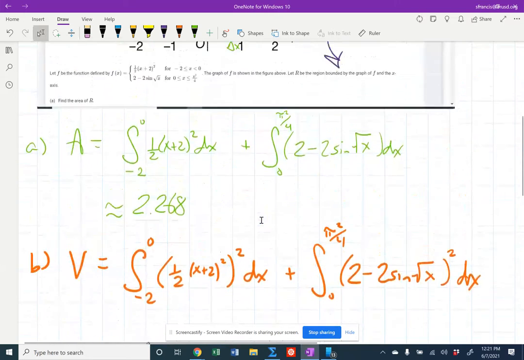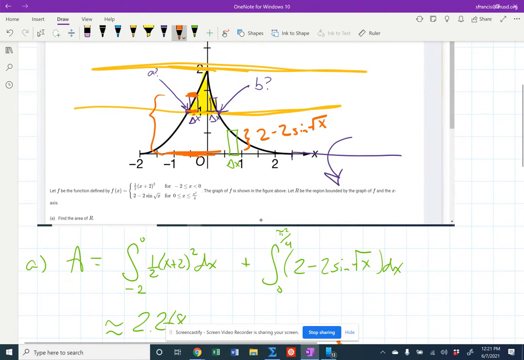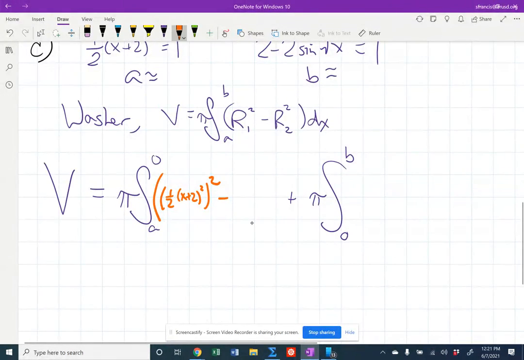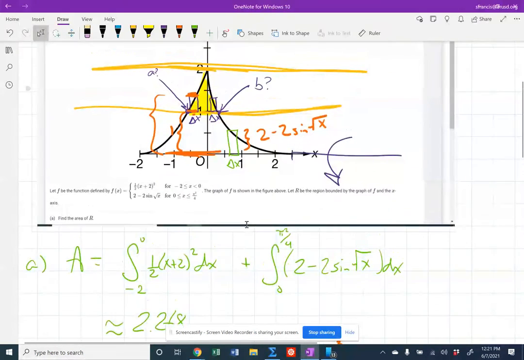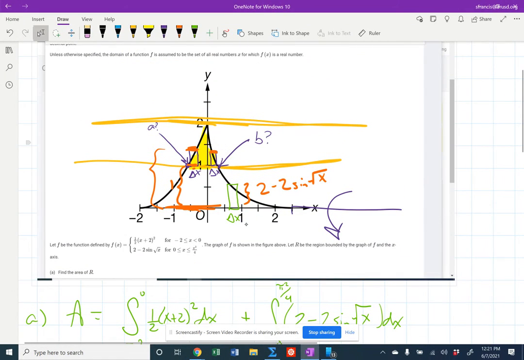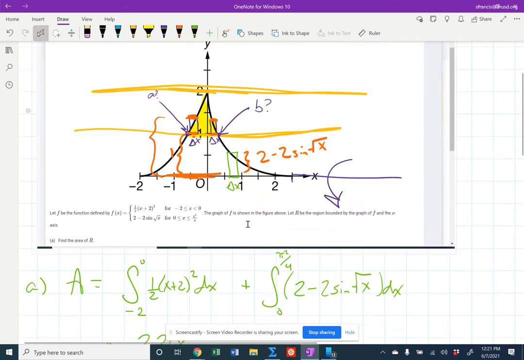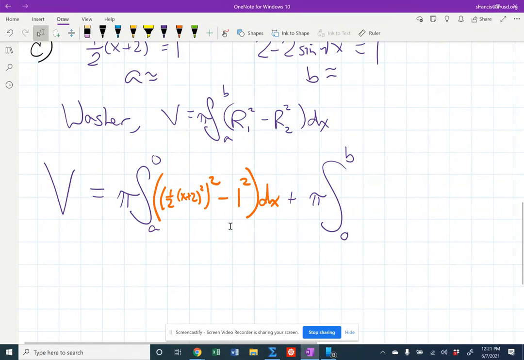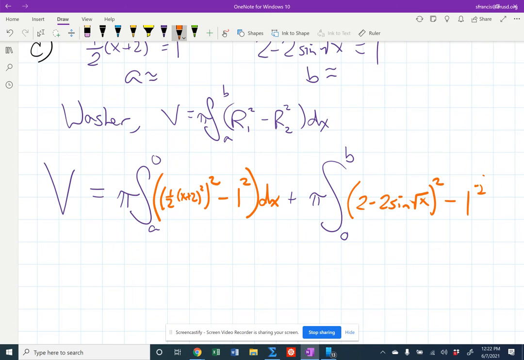My inner radius, go back up here, it's the closer edge. Well, that closer edge is always on 1, so minus 1 squared, and all that with respect to x. Same thing is happening for the other one as well. The outer radius is bounded by the function on that region, which is this 2 minus 2 sine root x. The inner radius is just 1 the entire time. And so this is going to be 2 minus 2 sine root x, quantity squared, minus 1 squared. And then we integrate all of that with respect to x.